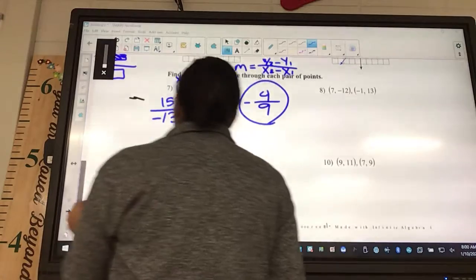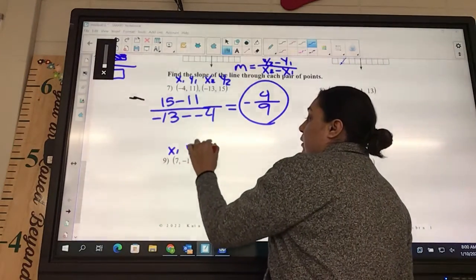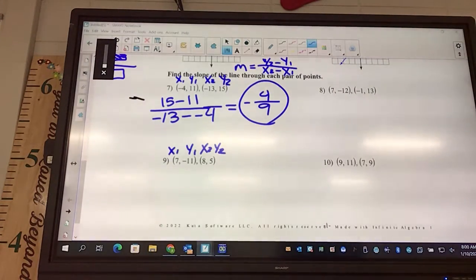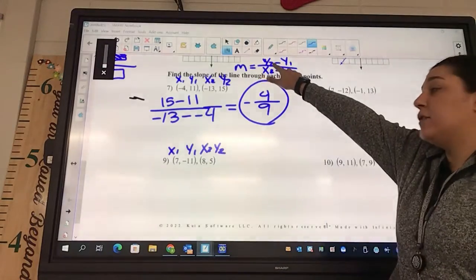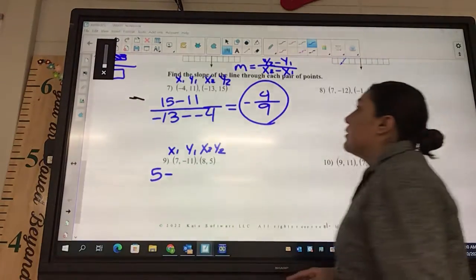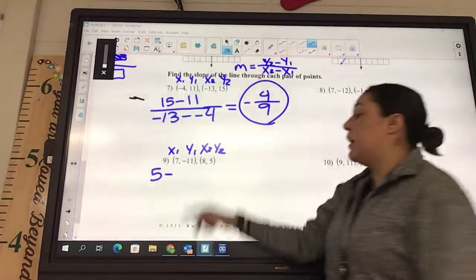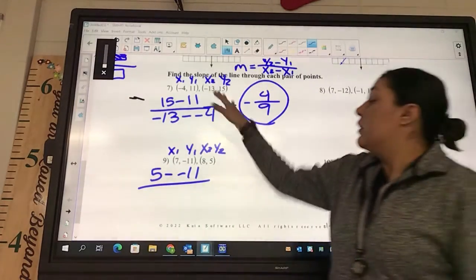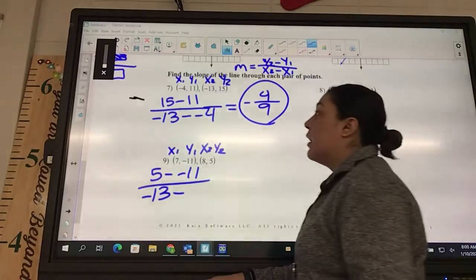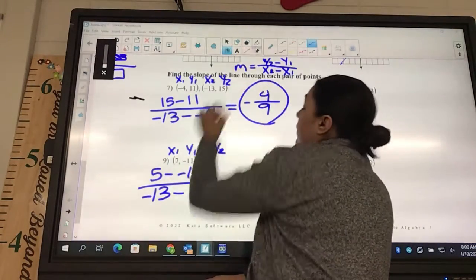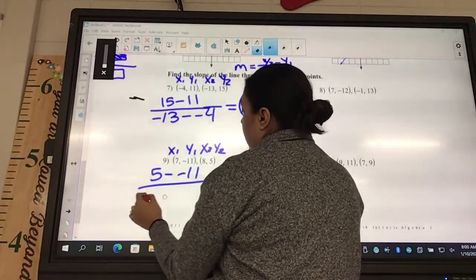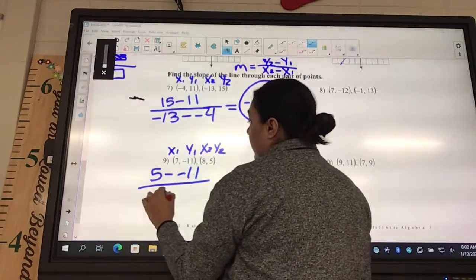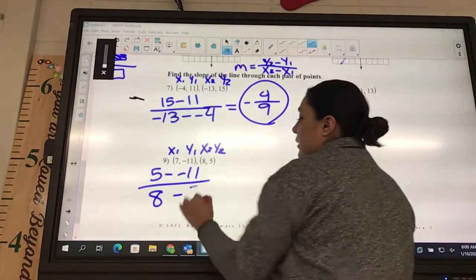Okay, good. Number 9, we're going to label x1, y1, x2, y2. Okay, what's my y2? Okay, I'm plugging in my formula. So y2 is going to be 5 minus y1 is negative 11 over x2 is negative 13 minus x1. Oh, shoot, I'm looking at the other problem. Is my top one right? Okay. Sorry. So 8 minus 7.